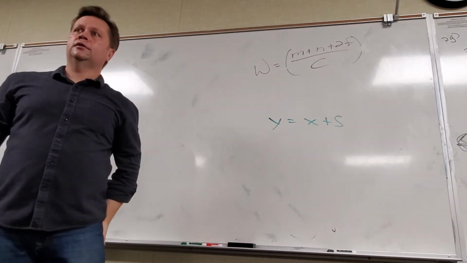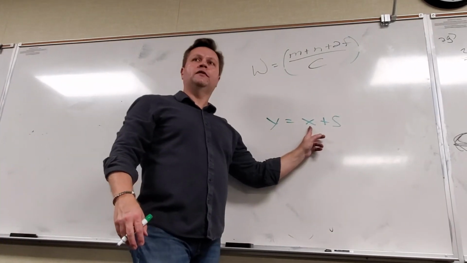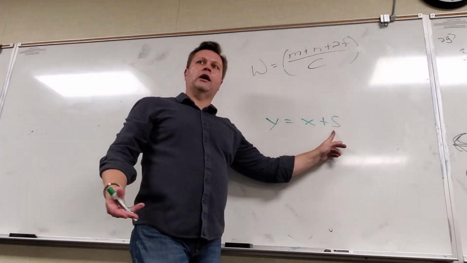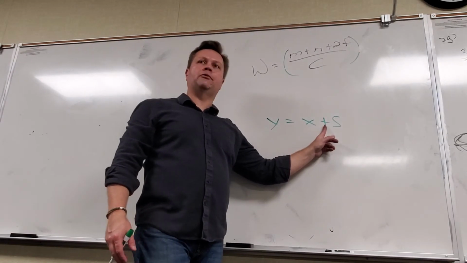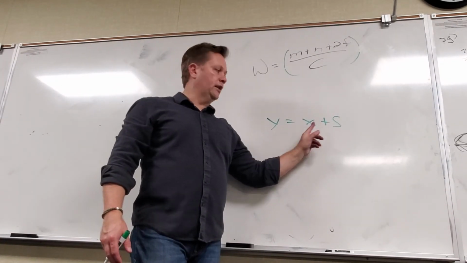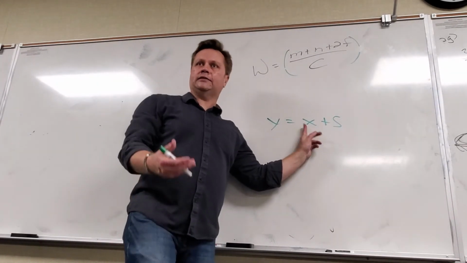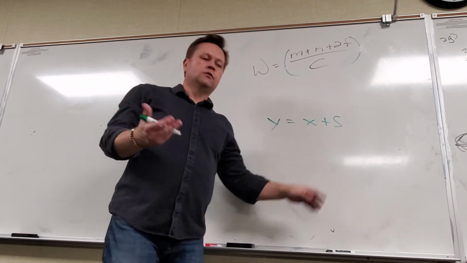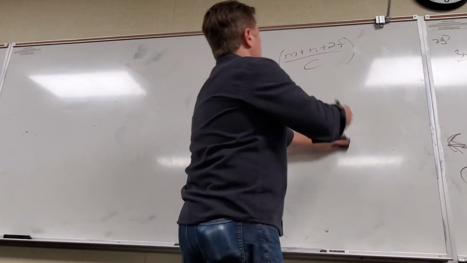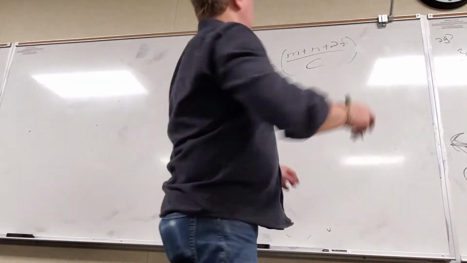Subtract 5, correct? If I want to get x by itself, I would subtract 5. Why would I subtract 5? Because that's the opposite operation of what this is, and it gets me closer to this. In fact, in this case, I would be done. So, where's my n? It's right there.